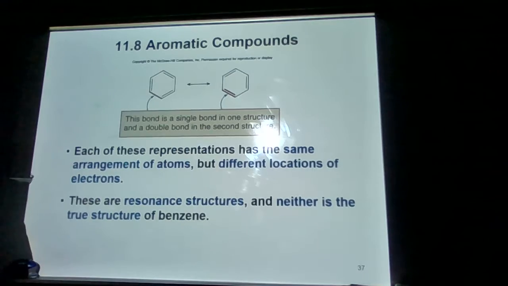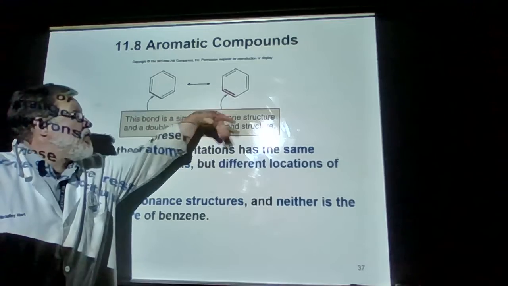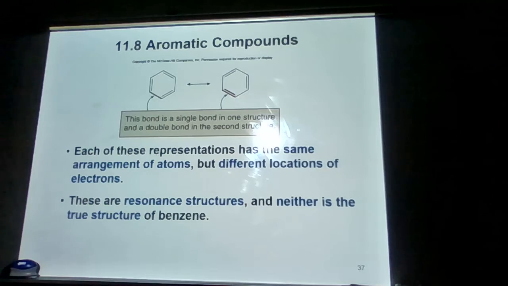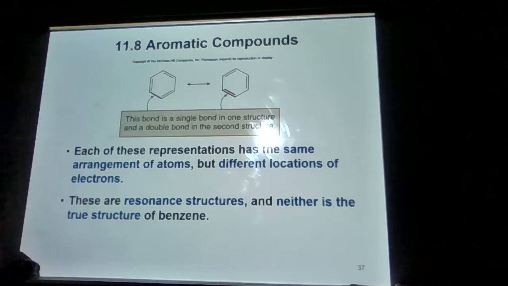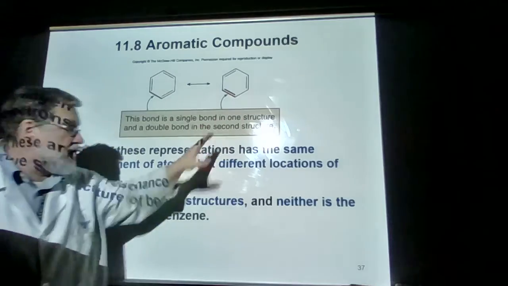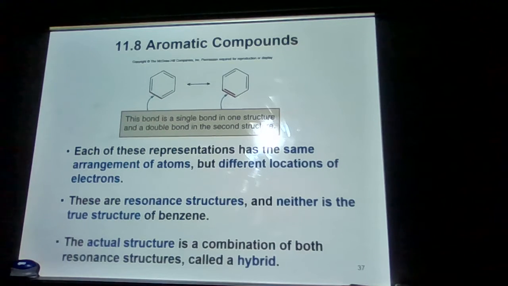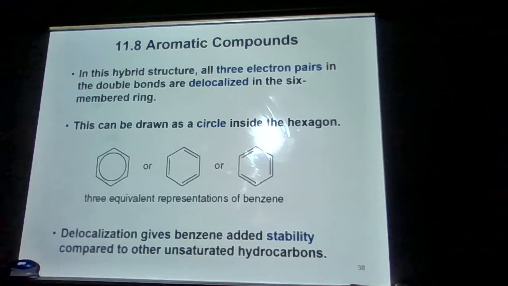Each bond in benzene is identical. So it's not this structure nor that structure, but really something that is in between the two. Neither this one nor this one is the real structure of benzene, but it's really a mixture of the two. The actual structure is a combination of both resonance structures, and it's called a hybrid.